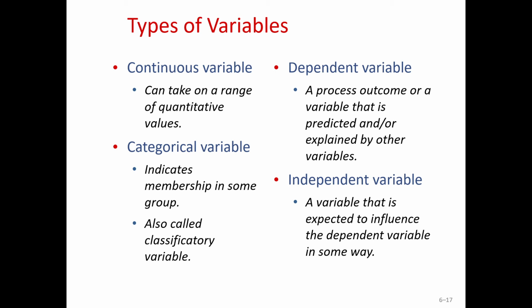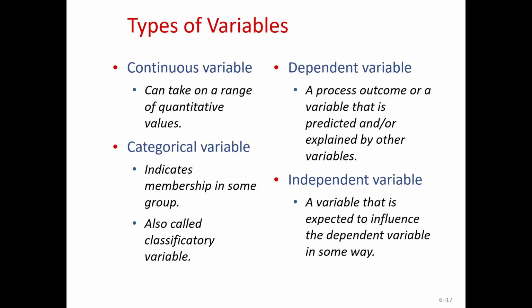A categorical variable is one that indicates membership to some group. The term classificatory variable is sometimes used as well and is generally interchangeable with categorical variable. Categorical variables sometimes represent quantities that take on only a small number of values, 1, 2, or 3. However, categorical variables more often simply identify membership.